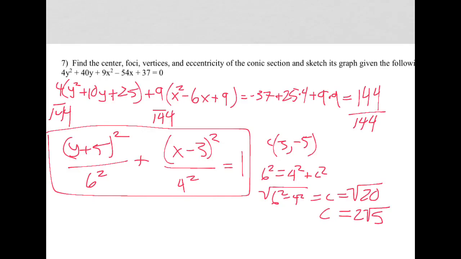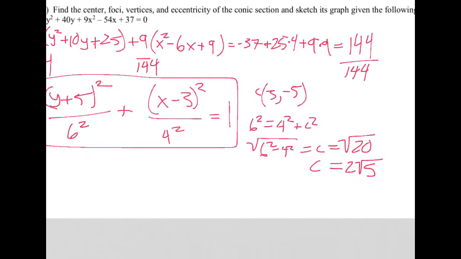First off, I need to recognize that my ellipse will be oriented vertically, since the larger denominator is with my y term. So that tells me the x value of the foci will remain the same, because they will be in line. And so the x value is still going to be positive 3, comma, what's the y value going to be? Well, it's going to be the y value of the center plus or minus that c value, which we found to be 2 root 5.